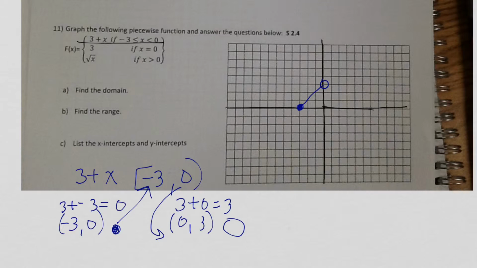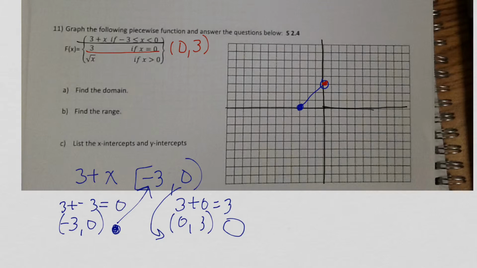The second part, right here, is not a line. This is a dot, a point. What is the point? 0 is the x, 3 is the y. So it's actually right on top of that open blue circle that I made. So it actually does include this point in the domain.